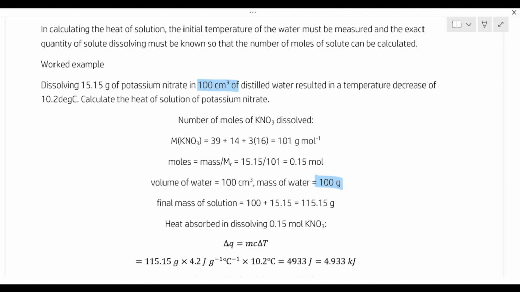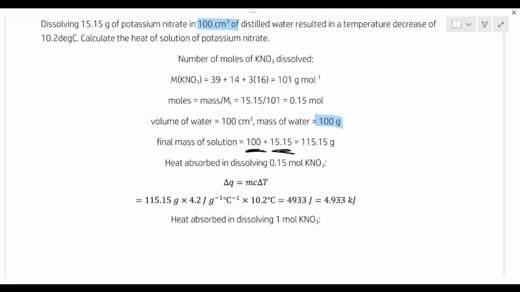Therefore, the final mass of solution is going to be the 100 grams of water plus the 15.15 grams of potassium nitrate, which is going to give you 115.15 grams as your final mass. And we calculated the number of moles, so we can therefore calculate the heat of reaction. Q is equal to mc delta T.